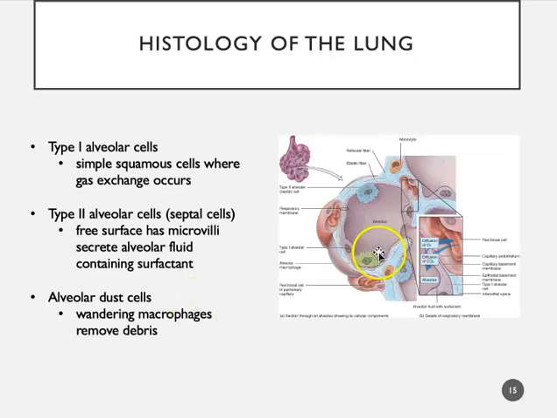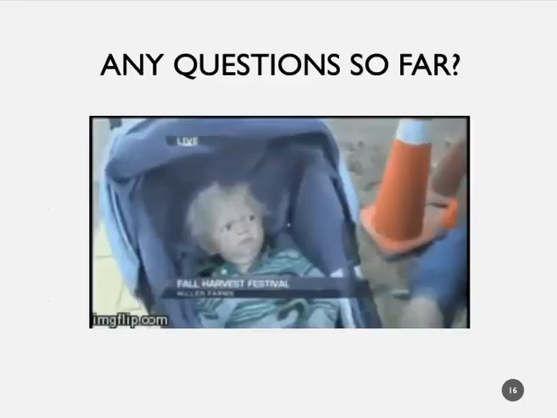And then you'll also find some macrophages. They're sometimes called dust cells because they're there to gobble up dust or anything else. Sorry about that. That was a very loud dog. These alveolar dust cells are simply macrophages that will gobble up dust, making sure that those alveoli stay nice and clean as sites for gas exchange.